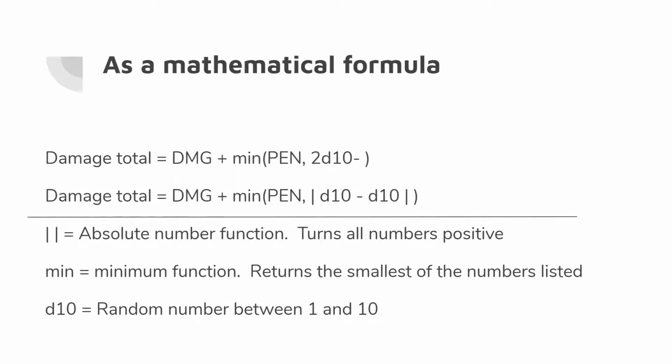Now, if we look at how to calculate damage as a mathematical formula, this is what it looks like. We have our DMG value, or damage value, plus the minimum value of our penetration roll and our pen value. Or we say damage plus min of pen, comma, the absolute value of d10 minus d10. The double bars is the absolute value function, min is the minimum function, and the d10 is a random number between 1 and 10. We will not be using this formula anywhere else in these slides, but if you're an engineering type, this is the actual formula that will give you your damage total.